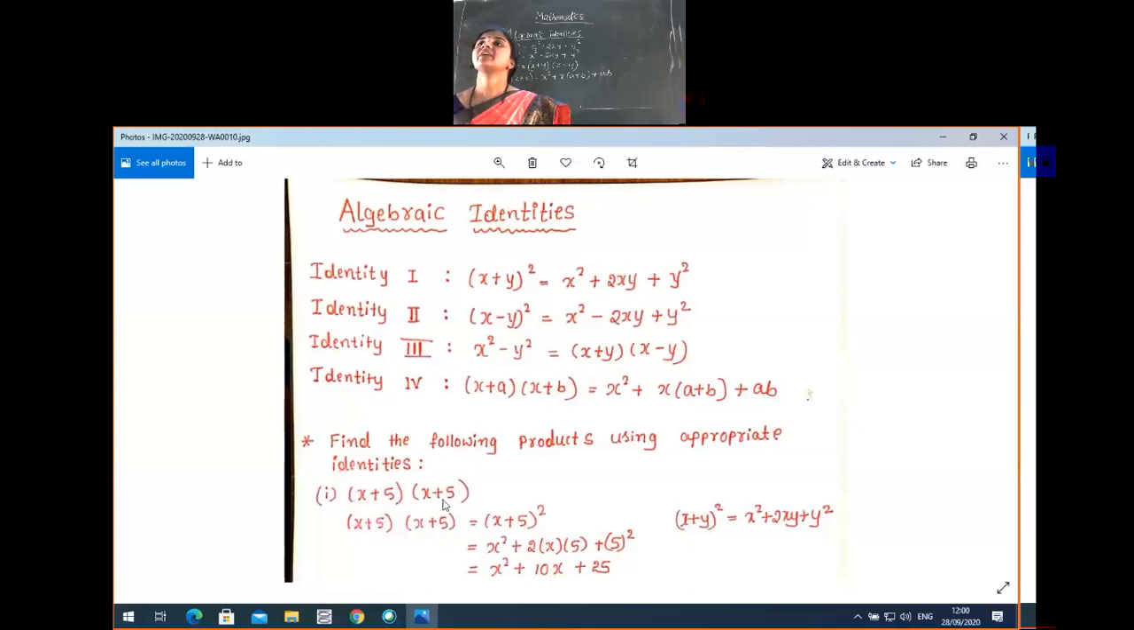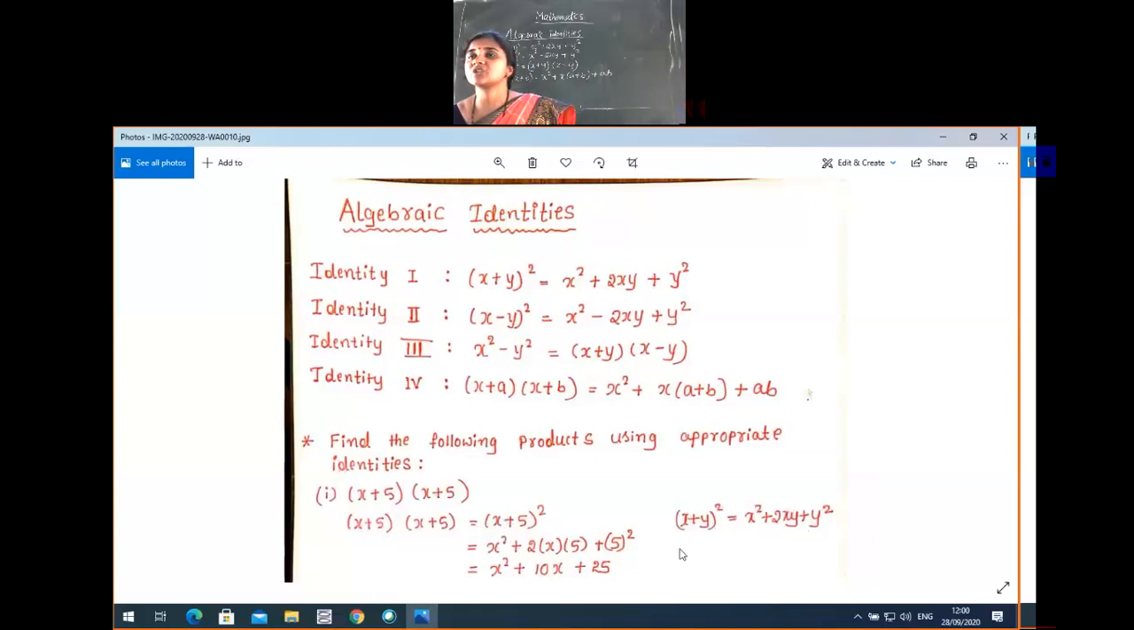Which identity can we use for this problem? X plus 5 into x plus 5. You can observe x plus 5, x plus 5, same binomial. In the sense, you can write this x plus 5 into x plus 5 in the form of x plus 5 whole square. So x plus 5 whole square is equal to this one in the form of x plus y whole square.